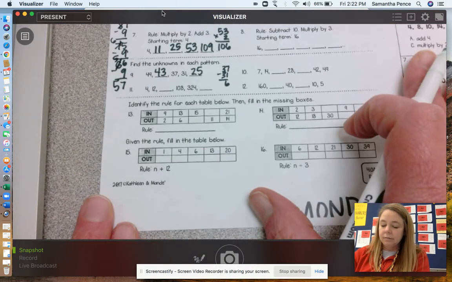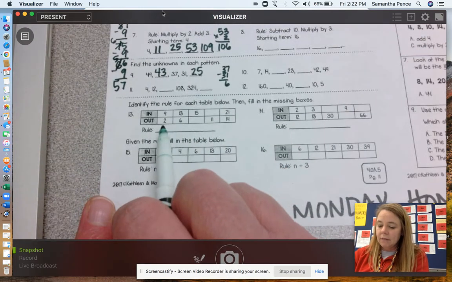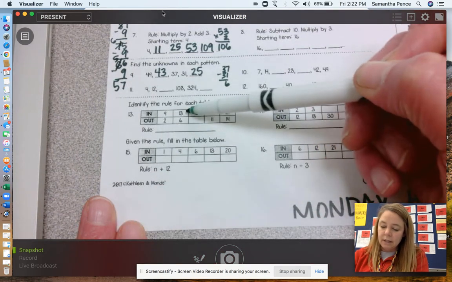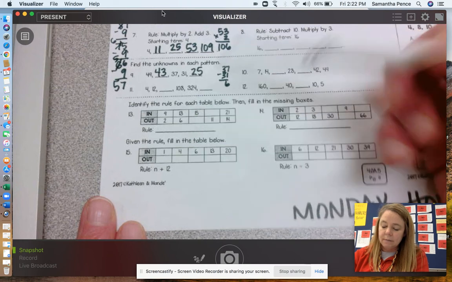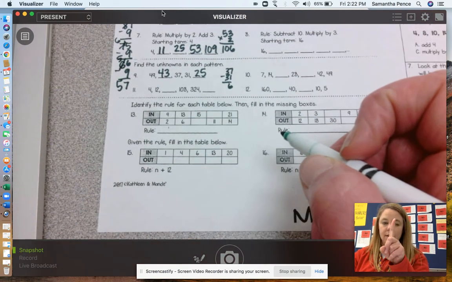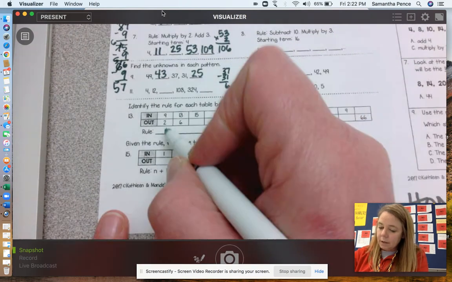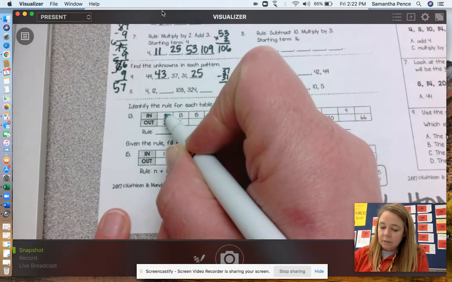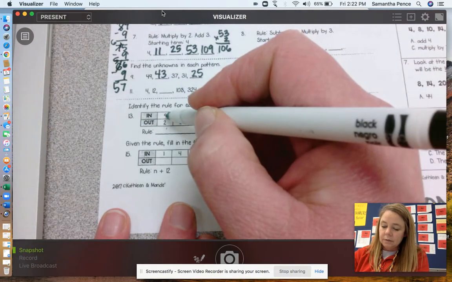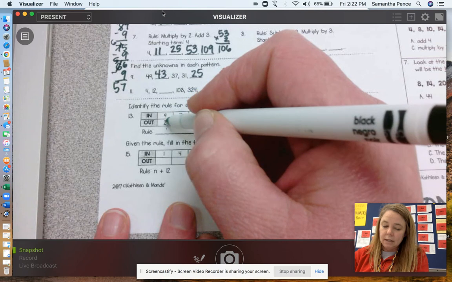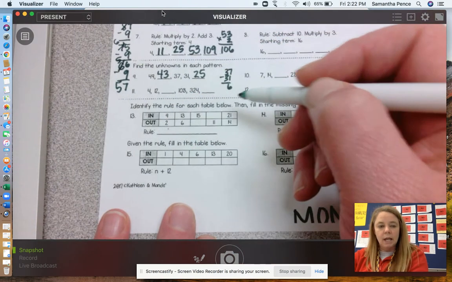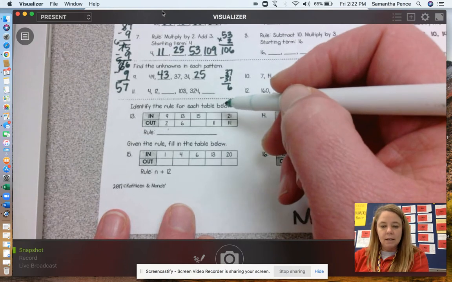Number 13, same thing. We're thinking about identifying the rule and then filling in the table. Here's my in, here's my out, here's my in, here's my out, here's my in, here's my out. I'm noticing that the numbers are decreasing. So I'm either going to subtract or divide. So I'm looking at what's happening from 9 to 2. Well, I'm going to start with subtraction. So what could I subtract from 9 to get to 2? And I'm thinking I'm going to subtract 7, right? So 9 minus 7 is 2.